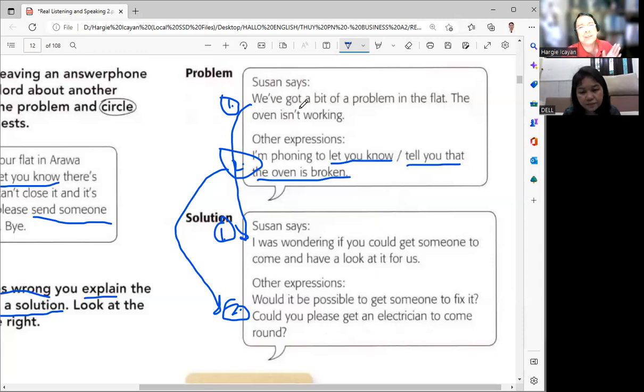You can also say, we've got a bit of a problem. Hi, Toy is here. We've got a bit of a problem in the flat. The oven isn't working. I was just wondering if you could get someone to come and have a look at it for us. Okay, so that would also be the same. So you may choose which you are going to record, Toy.